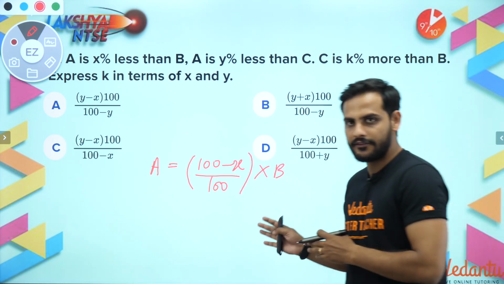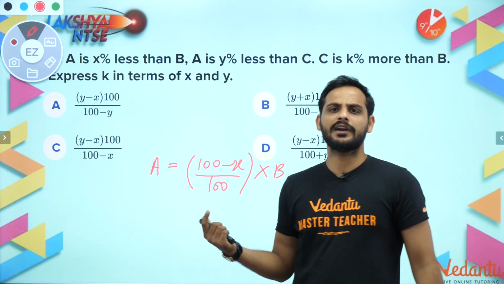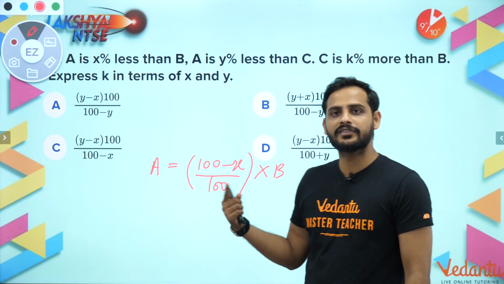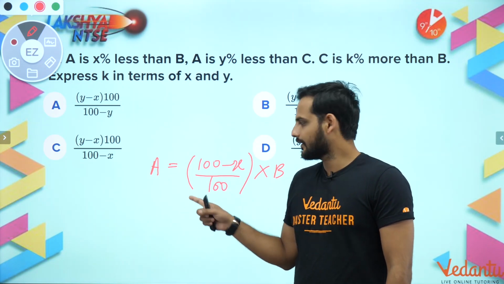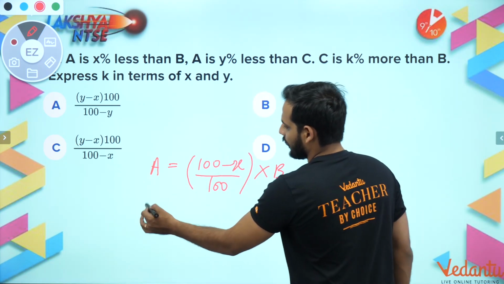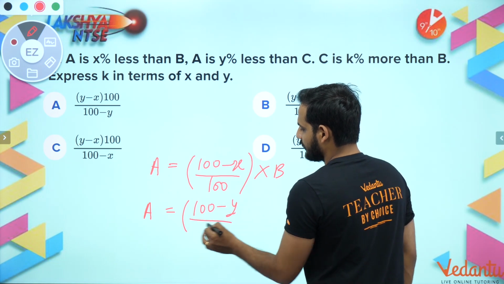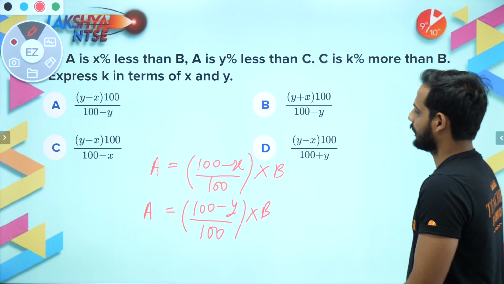Correct? If you are feeling any difficulty in this part, you can easily go to grade 8 percentage part. There you can easily understand this part, that if I have told you that A is 10% less than B, that means A is 90% of B. So 90, how do you get? 100 minus 10. Correct? Similarly, you can say A is Y percentage less than, sorry, less than C.